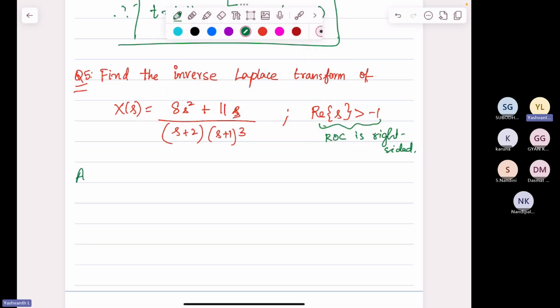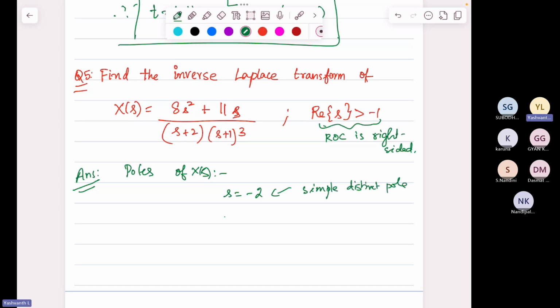So, answer. First of all, we need to find the poles of X(s). So what are the poles of X(s)? Wherever the denominator goes to 0, and they occur at s equal to minus 2, which is a distinct simple pole, because the factor occurs only once, and at s equal to minus 1, which is a repeating pole, repeating 3 times.